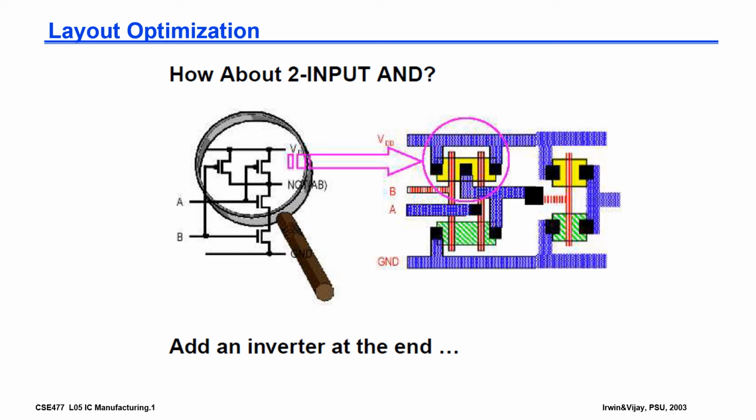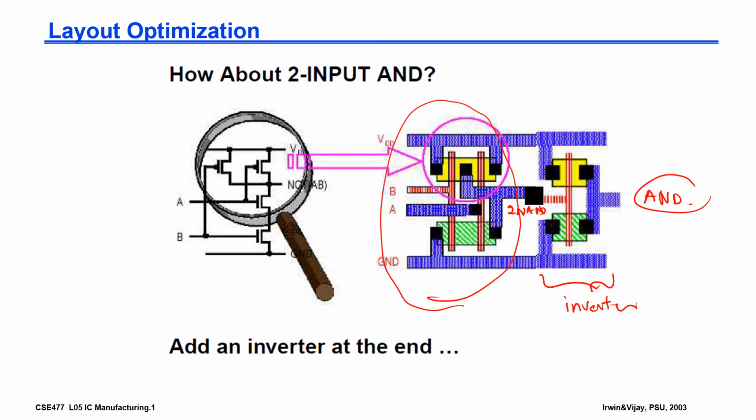But just now we have the two NAND, right? This is the two NAND output, and then like I said, if you want to have an AND circuit, you just place an inverter layout, and then you will have the output of AND. First, you construct two NAND. Second, you can construct the inverter and you get the AND.